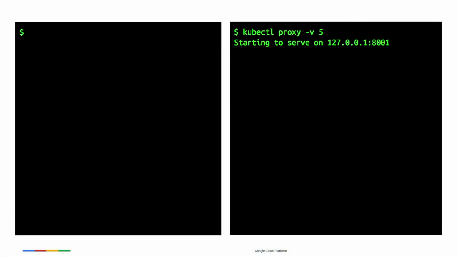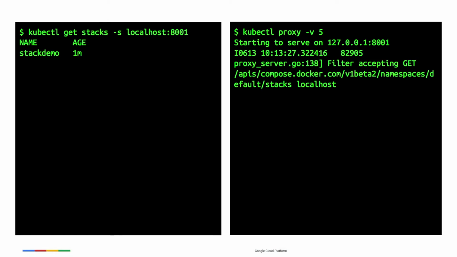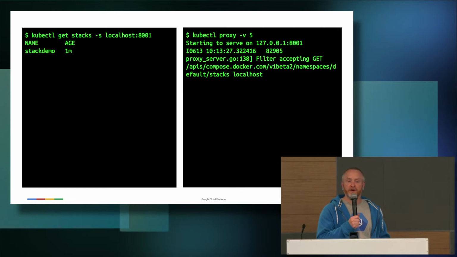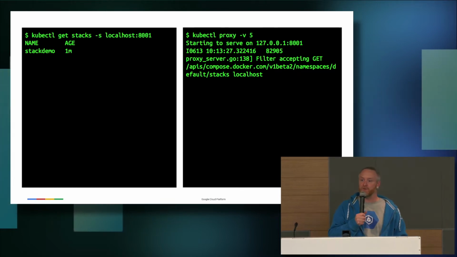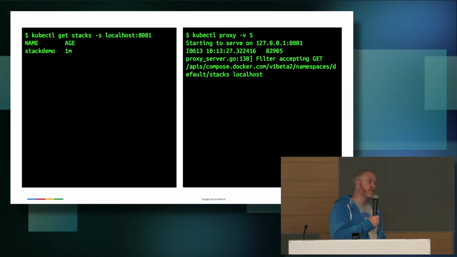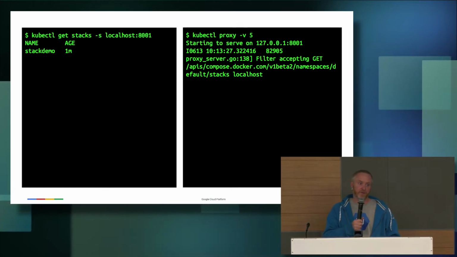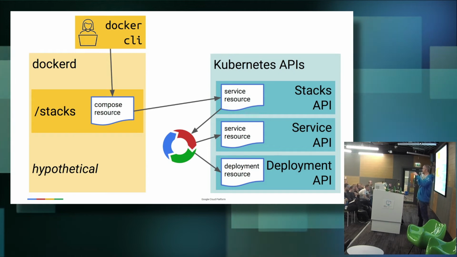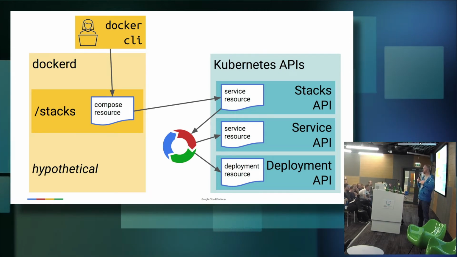So I split my screen here. On one side, I'm just going to run kubectl proxy so you can see the API transaction as it happens. When I run kubectl get stacks, it showed me my stack demo. What you see is the API call that we actually sent to our Kubernetes API server. It's at apis/compose.docker.com/v1beta2/namespaces/default/stacks. That is the exact same URL pattern that we would use for deployments, or pods, or persistent volume claims, or any other Kubernetes thing. So what really happened here is I talked to Docker D, Docker D shipped off that Compose resource as a Kubernetes stack, and the stack was actuated by a controller, which then wrote out the service and deployment resources.